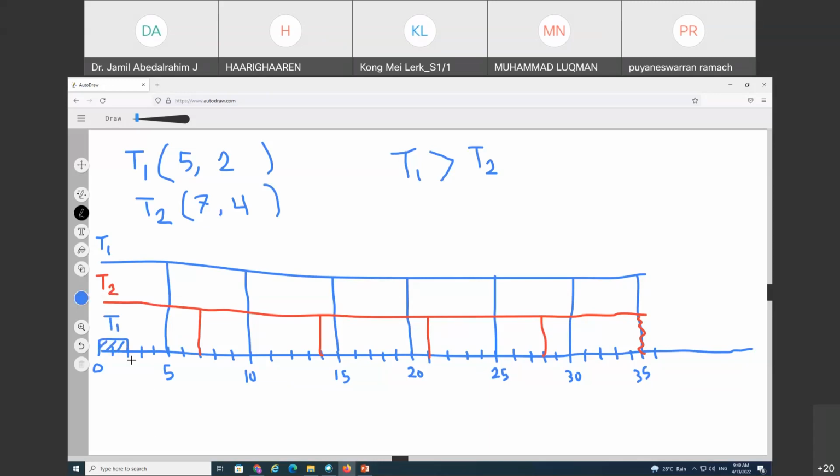Then task 2. How many units? We can execute only 3, from 2 until 5. We stop at 5. Why? Because task 1 has higher priority. Yes. Because task 1 has higher priority, task 1 will preempt task 2. We again execute task 1, since it has higher priority. How many units? 2.